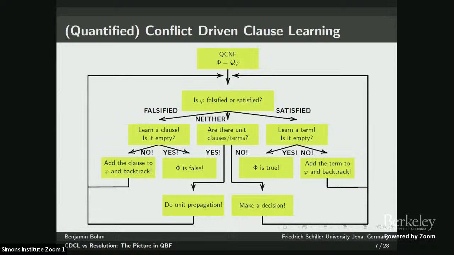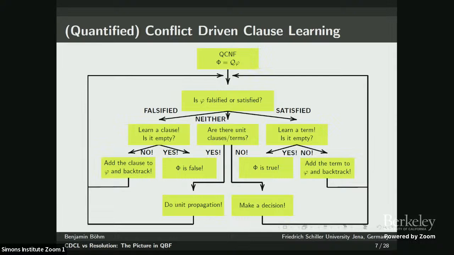And at some point, you will either falsify or satisfy your matrix. If you falsify it, you just learn a clause like you know from CDCL. If it is the empty clause, then you're done because your QBF is now false. If it's not empty, then you can learn this clause, add it to your matrix and backtrack and start all over again.